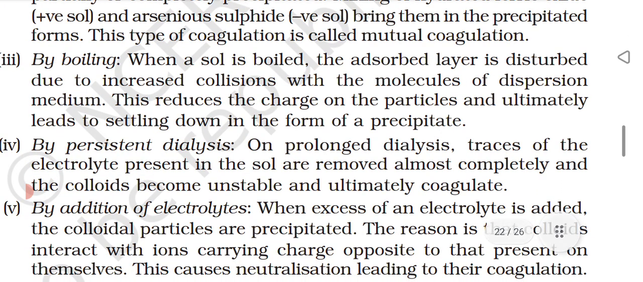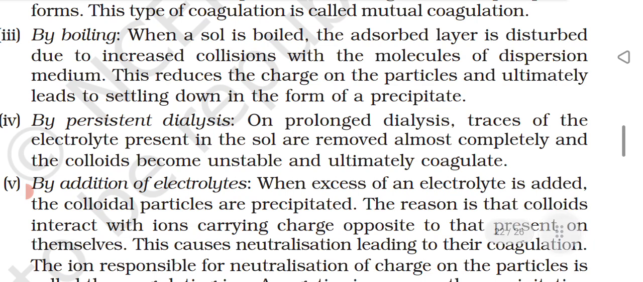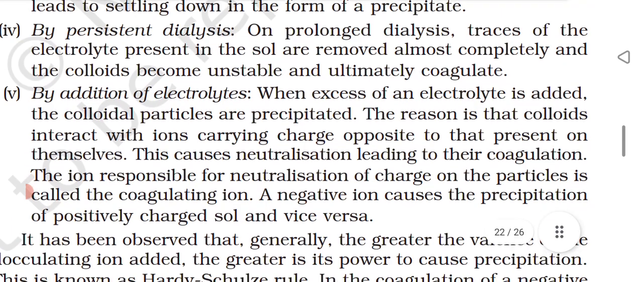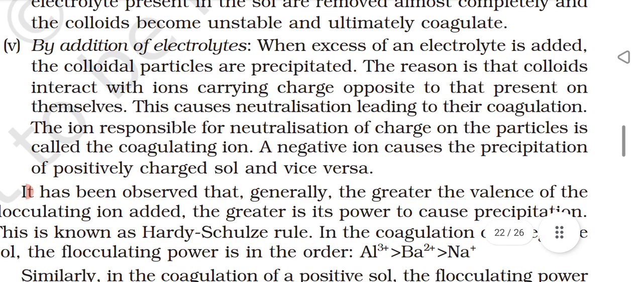Both will be coagulated. By boiling, when a sol is boiled, the adsorbed layer is disturbed due to the increased collisions with the molecules of dispersion medium. This reduces the charge on the particles and ultimately leads to settling down in the form of precipitate. By persistent dialysis, or prolonged dialysis, traces of the electrolyte present in the sol are removed completely and the colloids become unstable and ultimately coagulate.